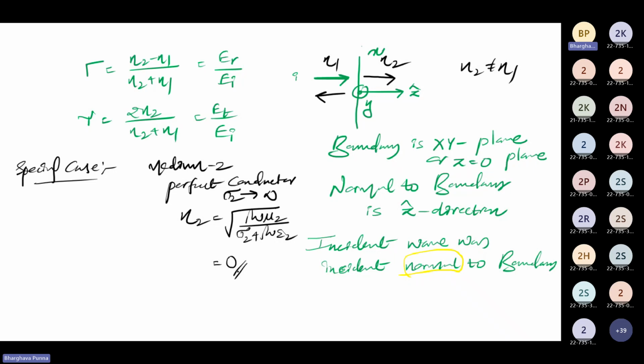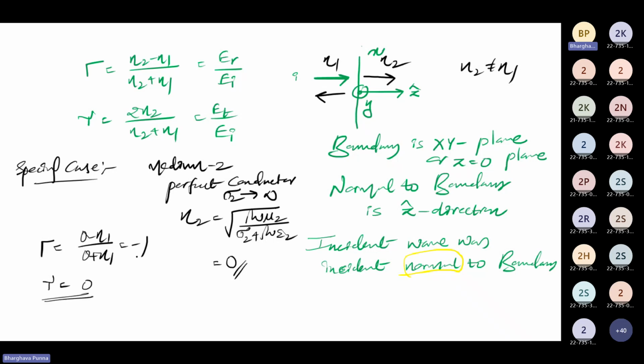Now you calculate gamma and tau. The special case is, instead of taking two different dielectric mediums on both sides, I'm taking medium 1 as dielectric only, but medium 2 as the perfect conductor. So the perfect conductor has eta 2 equal to 0. Now substitute in the formulas: gamma is equal to (0 minus eta 1) by (0 plus eta 1). That means we are getting minus 1. And tau is equal to, with eta 2 as 0, the numerator itself is 0.